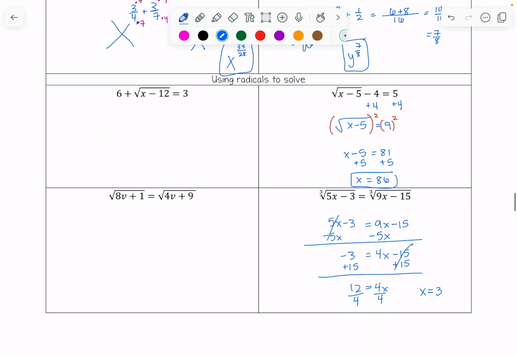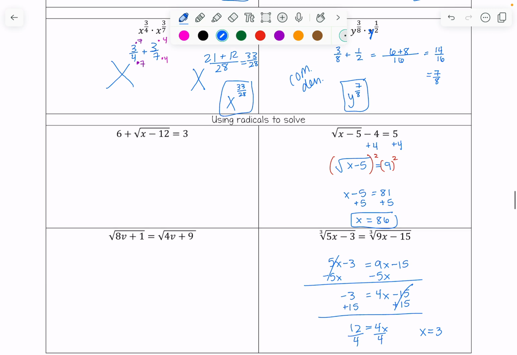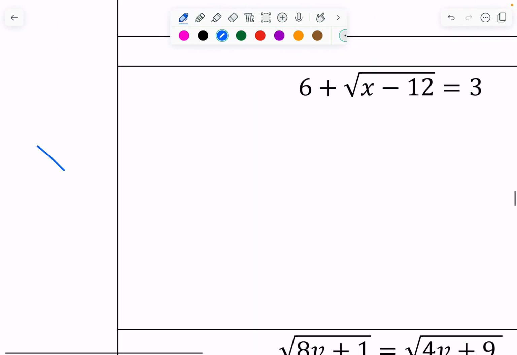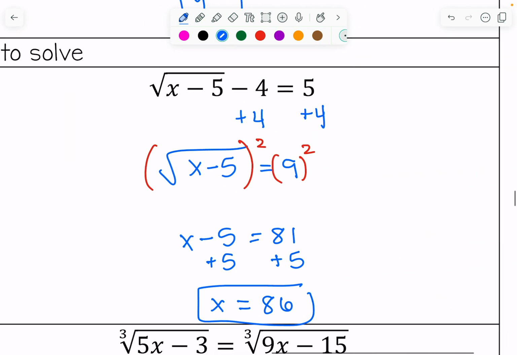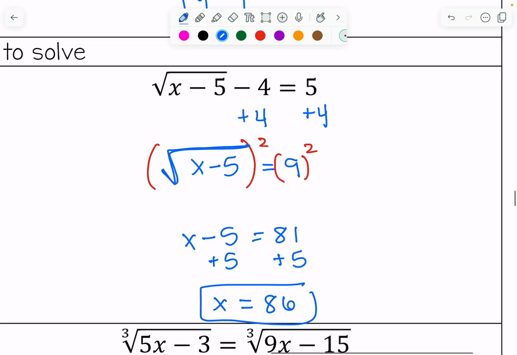Okay, we're almost done here. We have 2 more, so let's go ahead and see. We are going to be solving using radicals. Now you need to remember that square root and the power of 2 undo each other. So let's see what we have. For this one over here, I added 4 to both sides. Then I got rid of the square root symbol with the squared and solved accordingly.